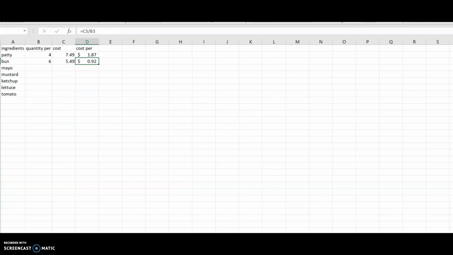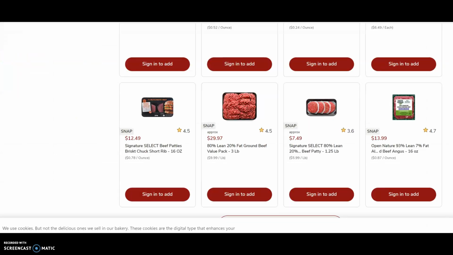Okay, so here's my example of a burger. And so I've thought about what my ingredients are going to be. I'm going to need a hamburger patty. I'm going to need a bun. I'm going to need mayo, mustard, ketchup, lettuce, tomato. So how do I know how much a hamburger patty costs? Well, let's take a look. Let's go to Safeway.com, and I can see here I can get 4 patties here for $7.49 as an example.